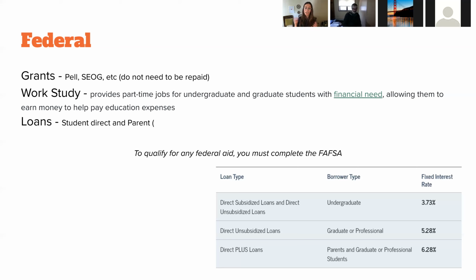Everything else is what we call an entitlement loan. You could be a millionaire and still qualify for these. So I sometimes will say, even if you don't think you need the money yet, why don't you fill out a FAFSA? Then at least you know you're eligible for these loans. And if something happens and you end up needing them, you've got access to them. So the process is you fill out the FAFSA, and I'll talk about that on the next slide.